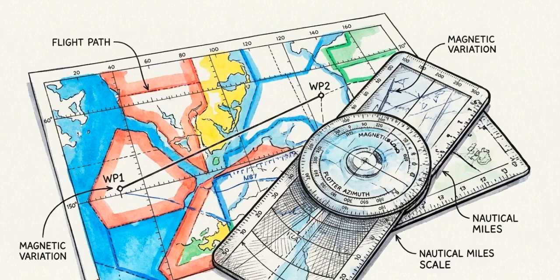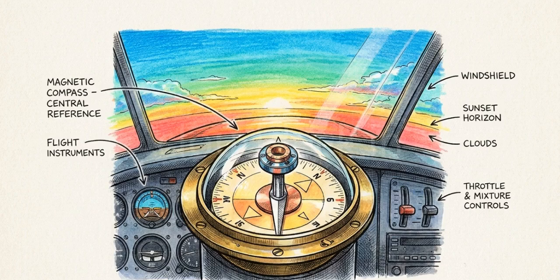Accurately correcting for magnetic forces is the baseline for all flight planning. Once you can consistently calculate the exact heading to steer, you have the mathematical foundation required to execute dead reckoning and intercept VOR radio radials.